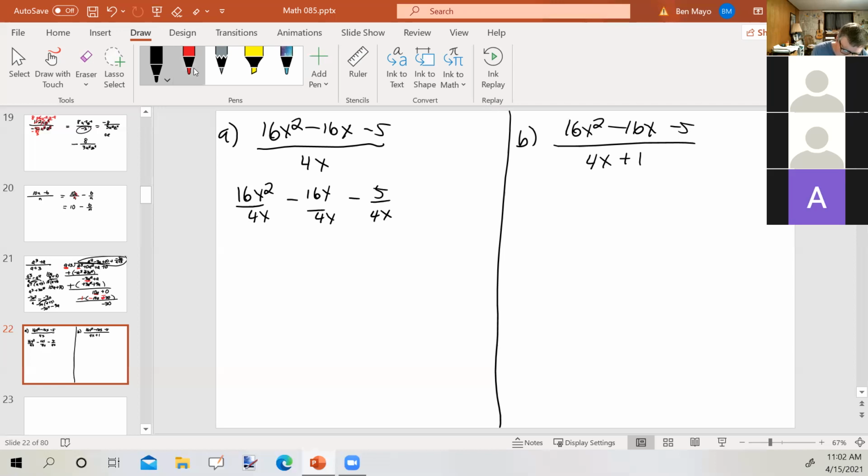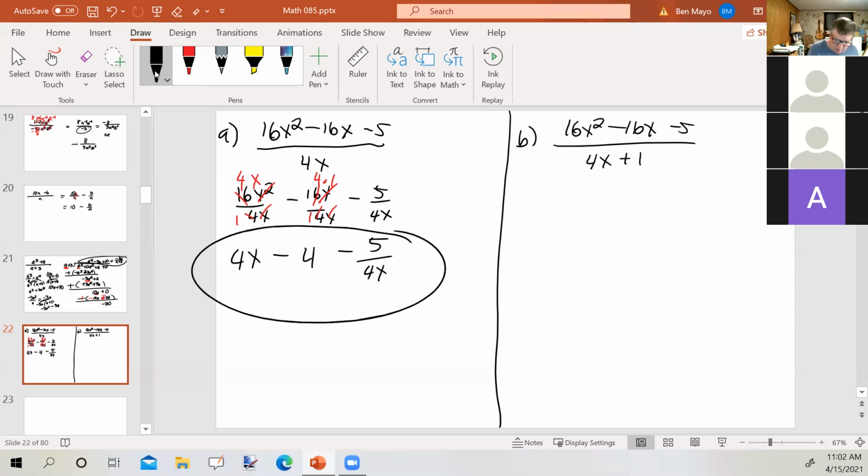Okay. Then reducing each fraction, 16 over 4 is 4 over 1. X squared over x is x, so I get 4x minus 16 over 4 is 4 over 1. X over x is just 1, so minus 4, and then minus 5 over 4x. So that's my answer to that first division. So again, if we're dividing by a monomial, you separate it into separate fractions and reduce each one.